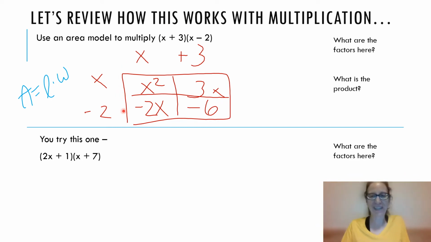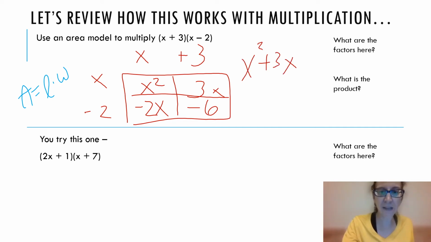I apologize. So what we have here is the area of the whole thing. In order to find the area of the whole rectangle, what I need to do is add up the areas of the smaller rectangles. So that would be x squared plus 3x plus -2x plus -6. And so it would look like this: x squared plus 3x minus 2x minus 6.